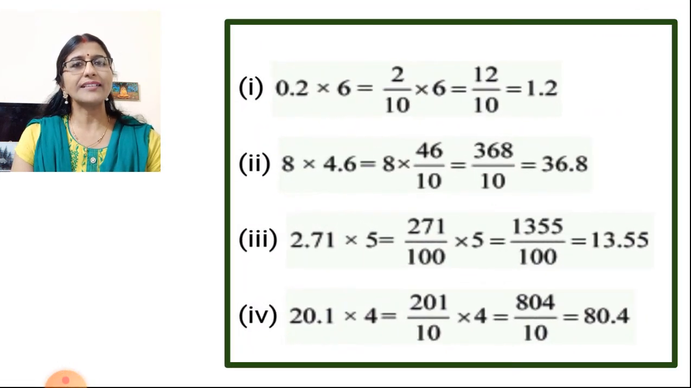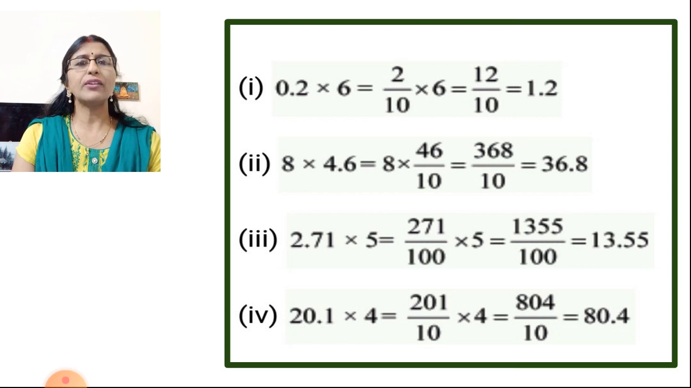So let us do the first question, 0.2 multiplied by 6. Here you can see the first number is a decimal number, so we will first have to convert it into a fraction. You know how to convert a decimal number into a fraction. You have to see first the decimal places, that means the digits which are after the decimal point. So 0.2 has one decimal place. To remove this decimal point, we need to multiply 0.2 by 10. The numerator will be multiplied by 10 as well as the denominator.